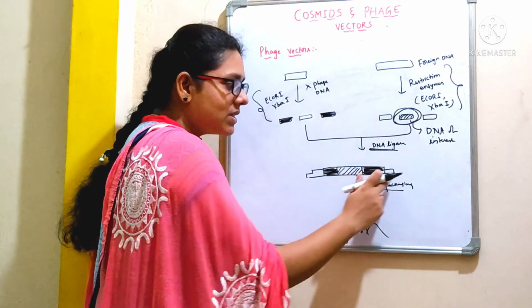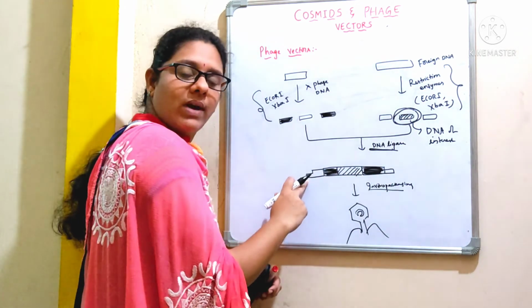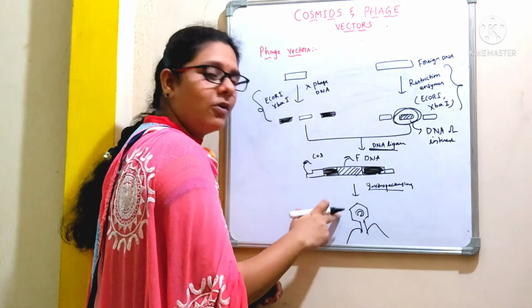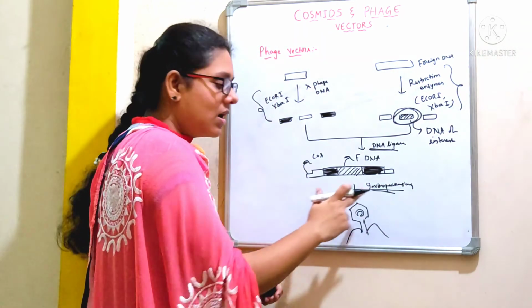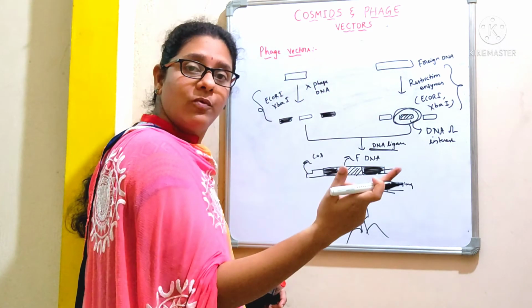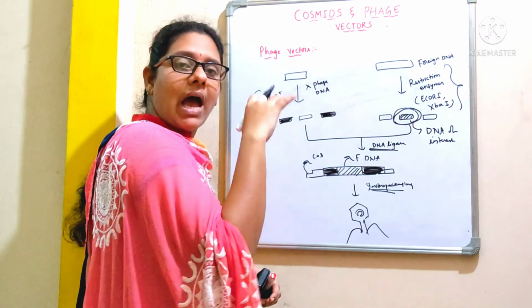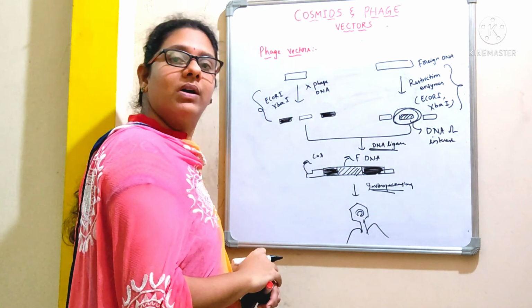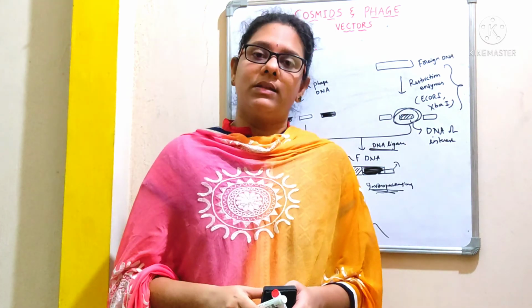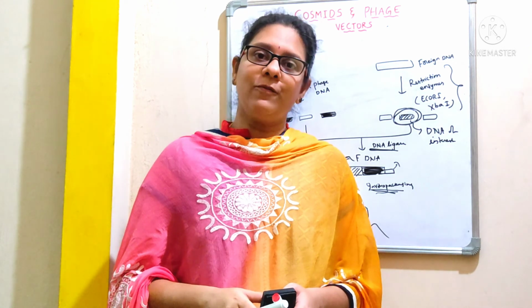See here, it is possessing cos sites or cohesive ends, which makes it easy to package them into a phage head by a process called in vitro packaging. Now these phages are ready to infect the host organism. After the process of infection, we are going to screen for the presence of transformed cells. This is all about the cosmids and phage vectors.